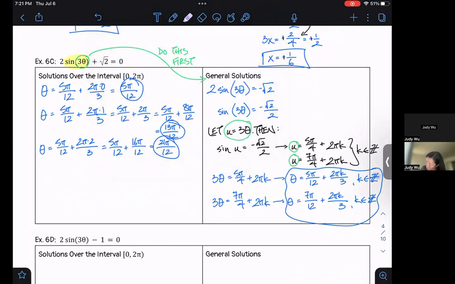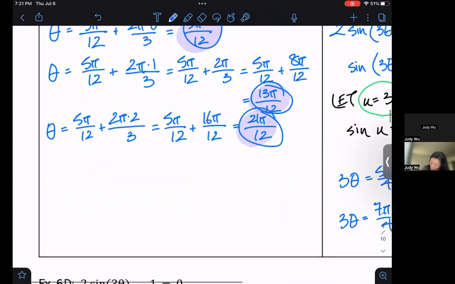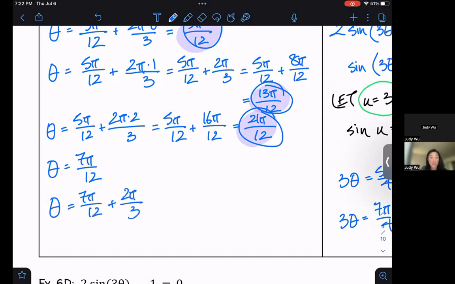So this general solution gives you this, and this specific solution. Now we need to do the same thing over here with our second one, all right? So I'm going to get theta equals 7 pi over 12. That's going to be one of them. Then theta equals 7 pi over 12 plus 2 pi over 3, because I'm plugging in 1 for k. Let's see, that'll give me 7 pi over 12 plus 8 pi over 12, which is 15 pi over 12.